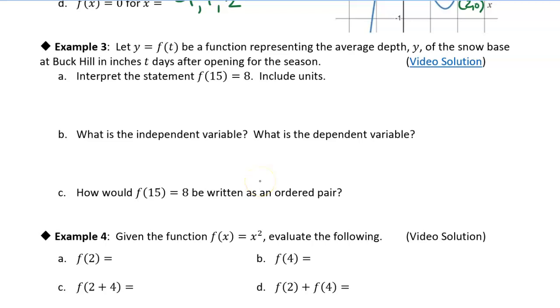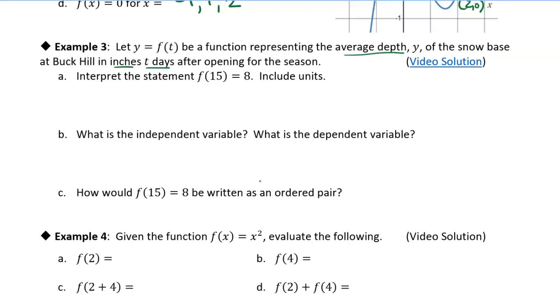In this example, we're told that the function y equals f of t represents the average snow depth, y, of the snow base at Buck Hill in inches t days after opening for the season. All right, so we have some function. We've got a description of what that function is. We don't really have any data, right? But the first part of this question is just asking us to interpret the statement f of 15 equals 8.